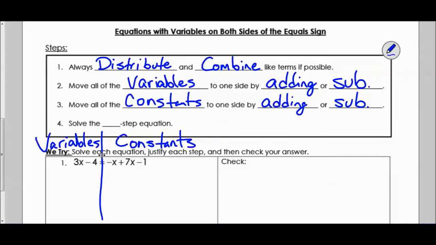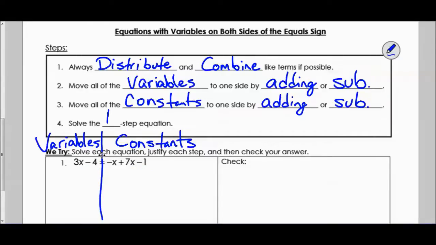After I have just that, I'll be solving a one-step equation. You can move all your variables to the right side and your constants to the left if you want. It doesn't really matter as long as you move all the variables to one side, all the constants to the other. What I mean by constants is just the ones without variables attached to it. So here that would be this minus 4 and the minus 1.